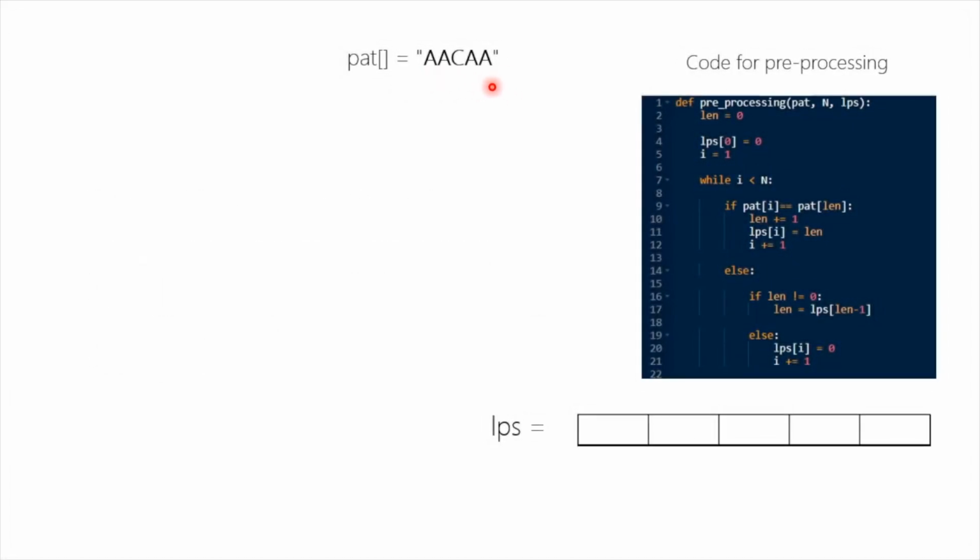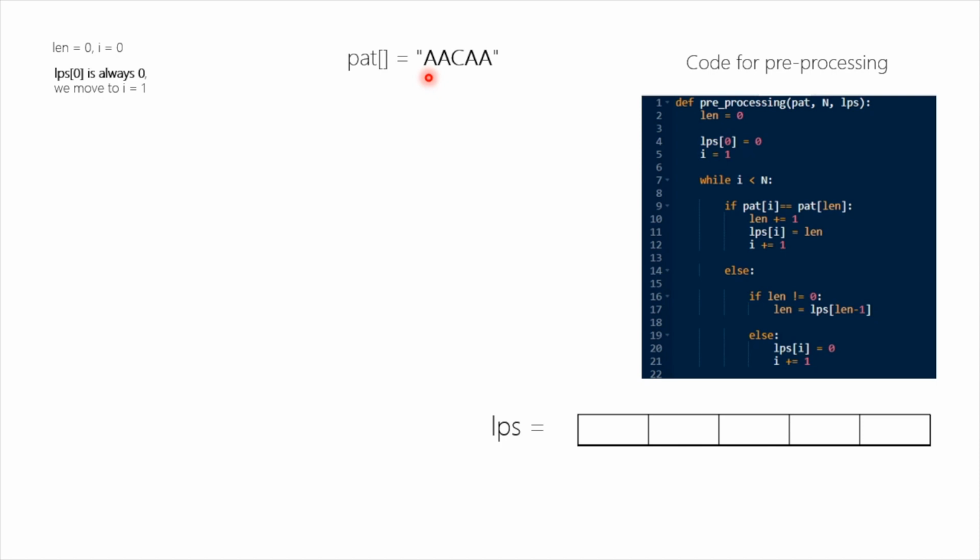Let us take a string AACAA and try to preprocess it. Initially, we'll have an empty LPS array. To find the value of LPS at index 0, if we look at the algorithm, we'll see that it explicitly states that the value of LPS at index 0 will always be 0. This means that the longest proper prefix or suffix of a single character is always 0.